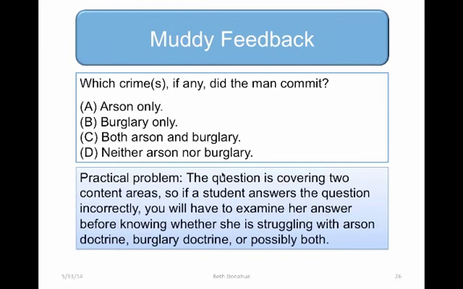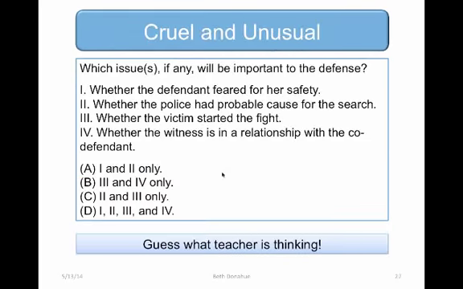A student who answers this question incorrectly, the computer doesn't know if she's struggling with arson doctrine or burglary doctrine, maybe both. So to really diagnose her learning needs, you would have to go back, look at the question, remember what the key is, and then see what her answer was to really know what she's struggling with. So it's just sort of a practical concern.